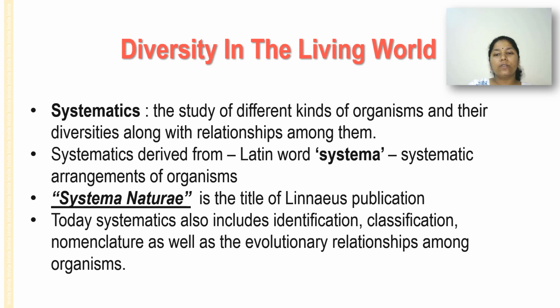Okay. So, Carolus Linnaeus is known as the father of modern taxonomy. Binomial nomenclature was introduced by Carolus Linnaeus, and the word systematics is also derived by this person, and he wrote the book Systema Naturae, which contains 5,900 plant species. So today's systematics includes identification, classification, nomenclature as well as the evolutionary relationship among organisms. First you classify, then you identify and name, and along with this the evolutionary relationship among them is also included.